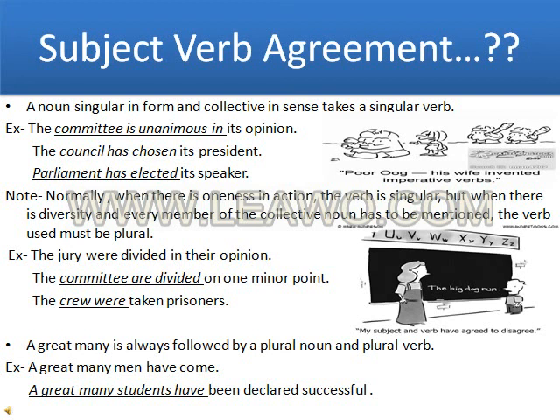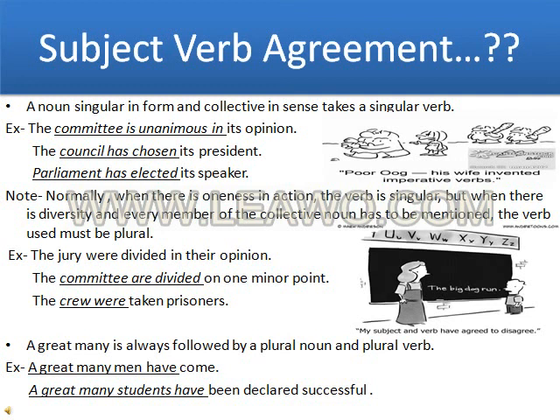But when we say "The jury has given the unanimous decision", then we use the singular verb "has", because the jury is unanimous. The same way with the next example, "The committee are divided on one minor point." And the last one is, "The crew were taken prisoners."